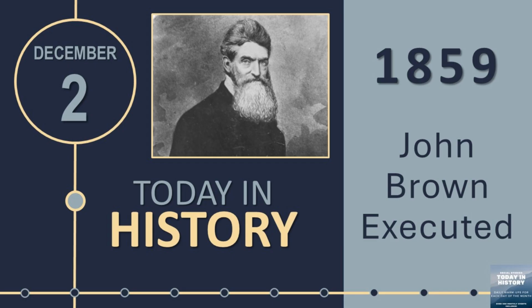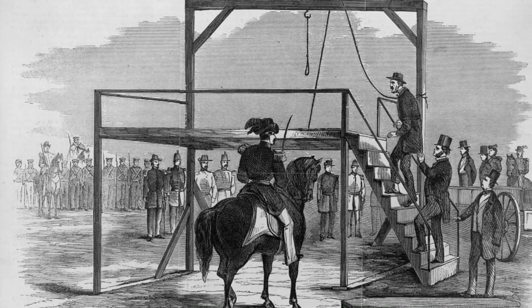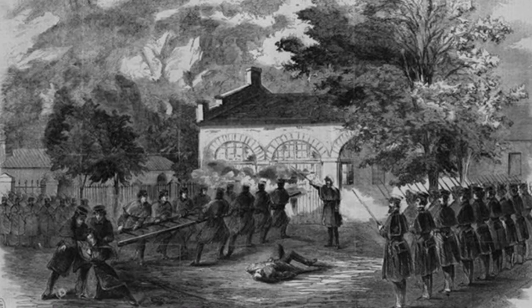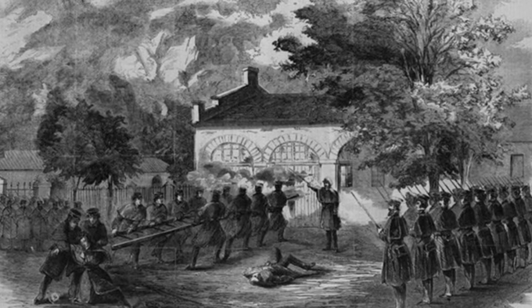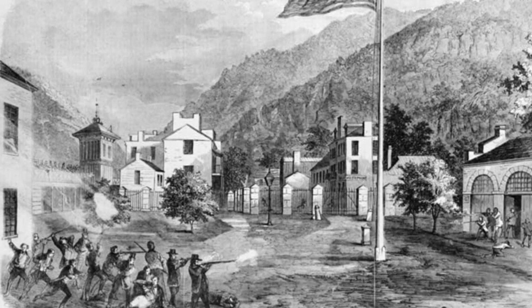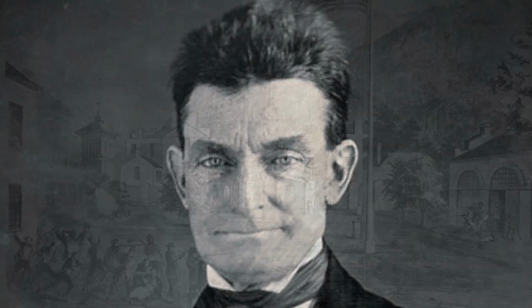On December 2nd, 1859, radical abolitionist John Brown is hanged on charges of treason, murder, and insurrection. His crime? Leading a daring but doomed raid on the federal arsenal at Harper's Ferry, Virginia. Brown's goal was to spark a massive slave uprising, but the attack failed. Let's look at some of the events that led to John Brown's raid.